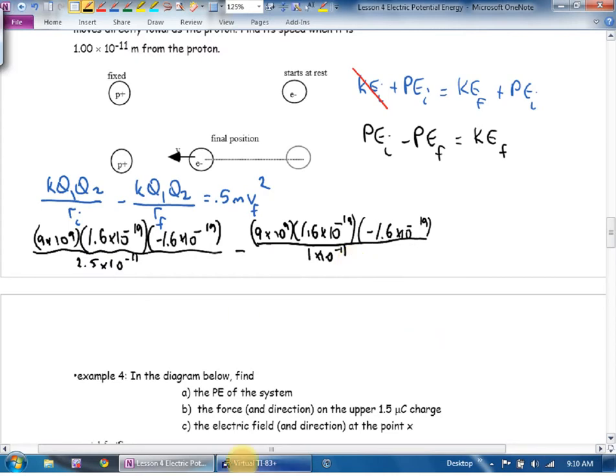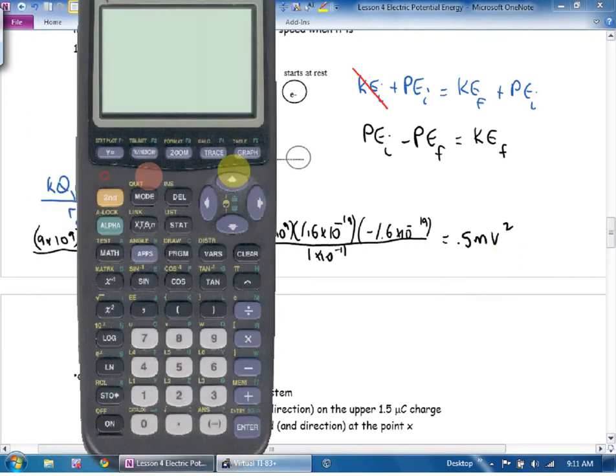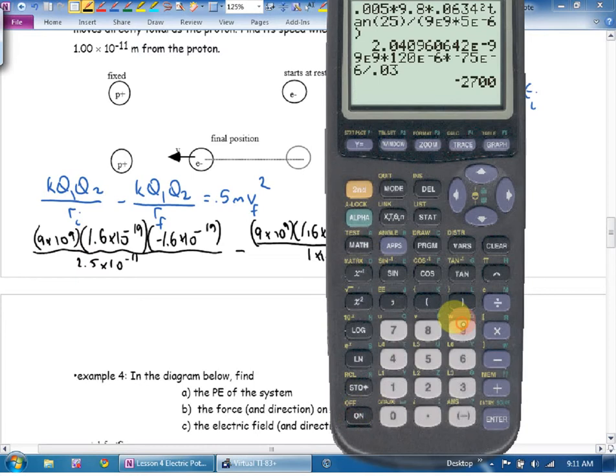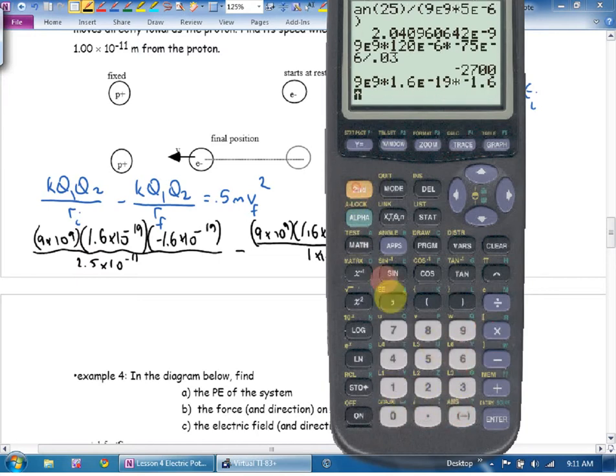And that equals 0.5 mv squared. I'm going to do the whole left side. Then I'll divide by 0.5. Then, Dylan, I'll divide by m and then square root to get the v by itself. Is that okay? So here we go. 9e9 times 1.6 times 10 to the negative 19 times negative 1.6 times 10 to the negative 19 divided by 2.5 times 10 to the negative 11.